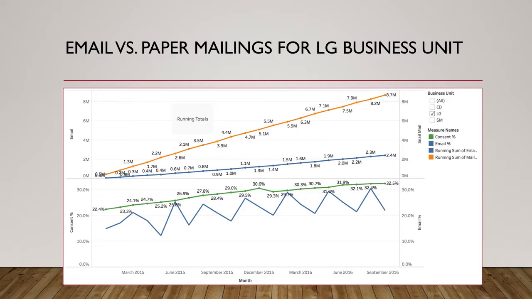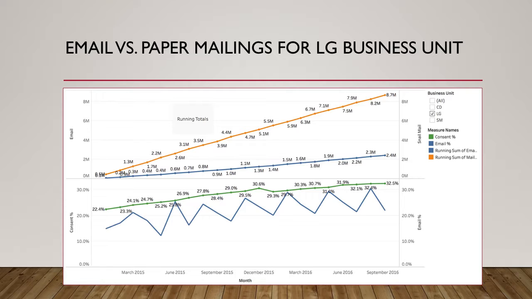Here's an interesting chart that may help investigate the executive's suspicion about the leakage. The top chart represents the running total of paper and emails. As you can see, the paper mails are quite a bit larger in number than the emails.